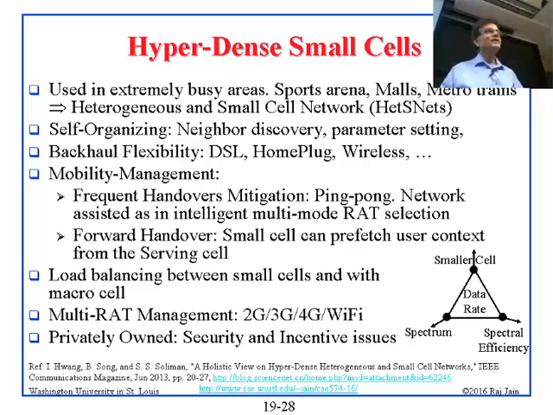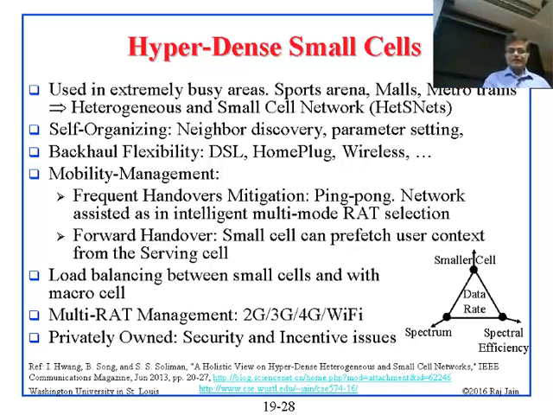Okay. Hyperdense small cells. Now, cells will become smaller. Obviously, there are only three ways to increase the throughput: spectrum, spectral efficiency, and the cell. So cells are going to get smaller and smaller and smaller, and they are going to become denser. Denser means density. How many cells in a kilometer, right? Hyperdense.